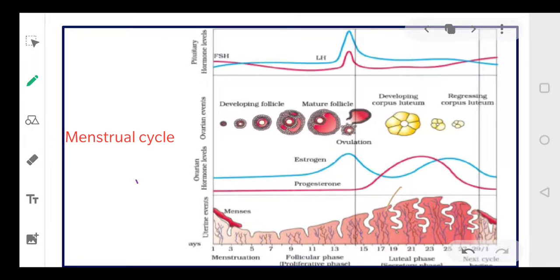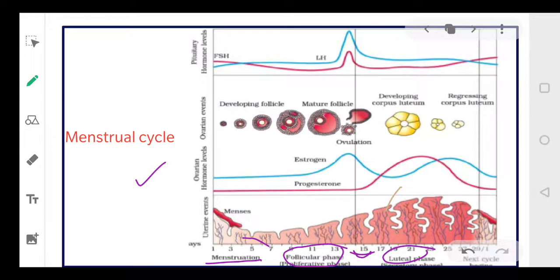Now coming to the menstrual cycle, dear students, just look at this. This is your menstruation period. We've indicated up to 28 days, right? So menstruation occurs between 3 to 5 days. Then we have a follicular phase, then we have a luteal phase, and here, this phase is called the ovulation phase or the ovulatory phase.